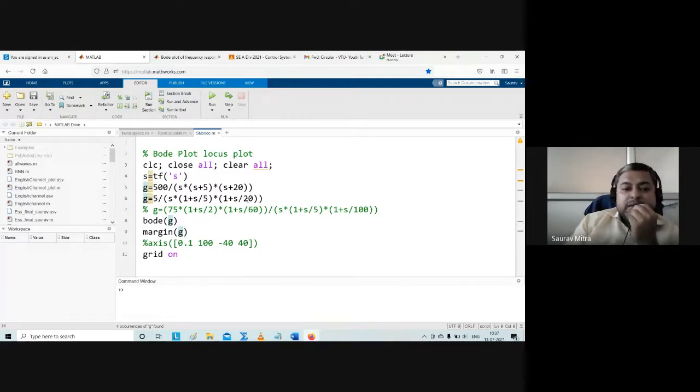So the initial slope was minus 20. From 5 it will become minus 40 dB per decade. It will go up to 20 radian per second. What happens at 20 radian per second? Another slope decrement of 20 dB per decade. So from 0.1 to 5, it was minus 20 dB per decade. From 5 to 20, it will be minus 40 dB per decade. From 20 onwards, it will be minus 60 dB per decade. And how much will be the maximum phase? Can anybody tell me? At infinity, how much will be the maximum phase? Or will this plot cross the minus 180 line and go below?